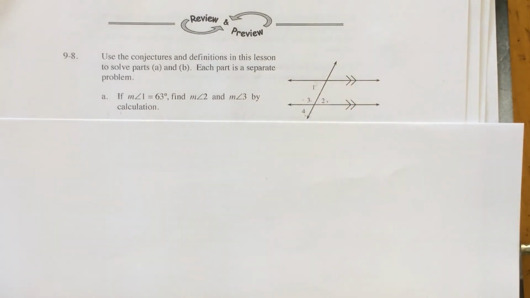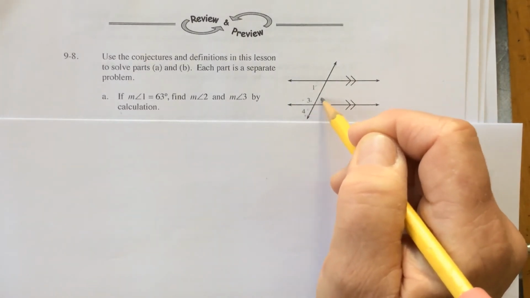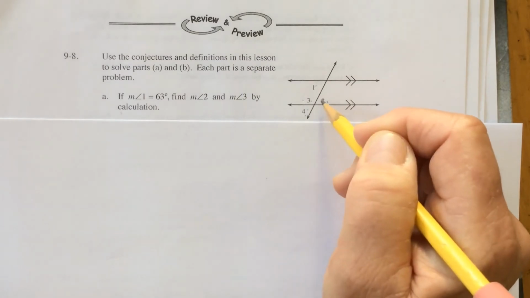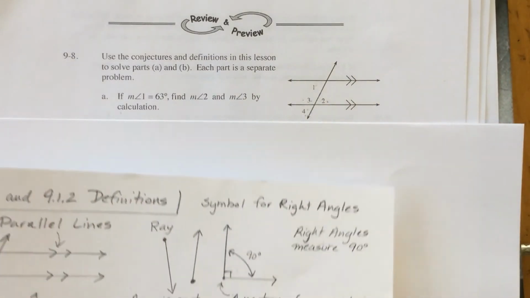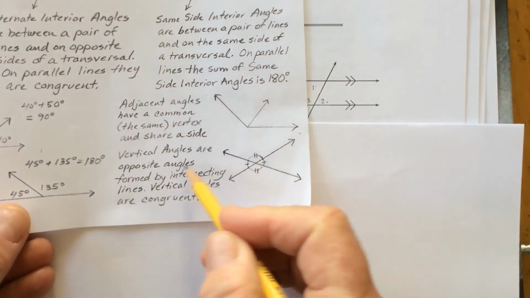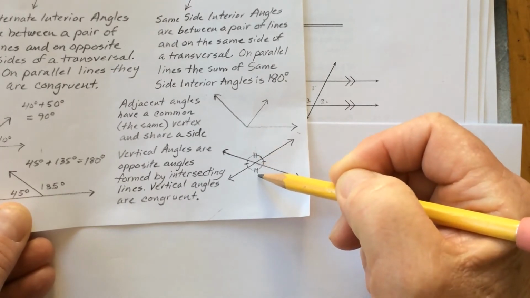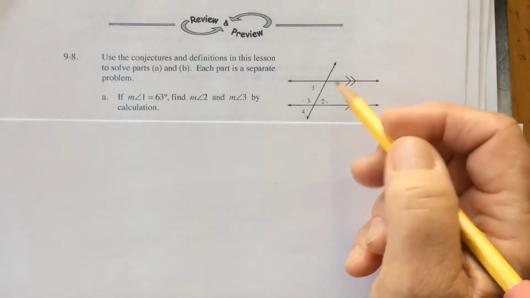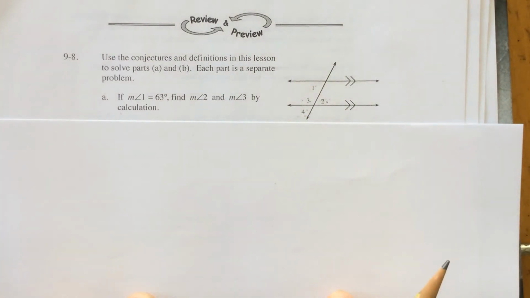The last thing that might be helpful is these two angles that are across from each other on a crisscross, diagonal in the intersection. Those are called vertical angles. Those are down here. Vertical angles are also going to be congruent or the same size. So angle 2 and angle 4 are going to be the same size.